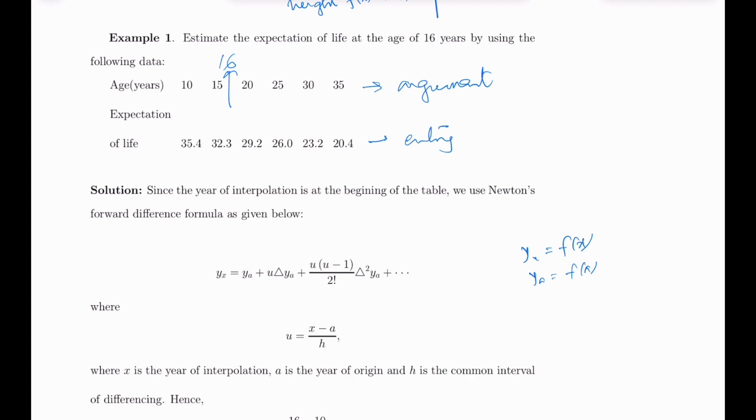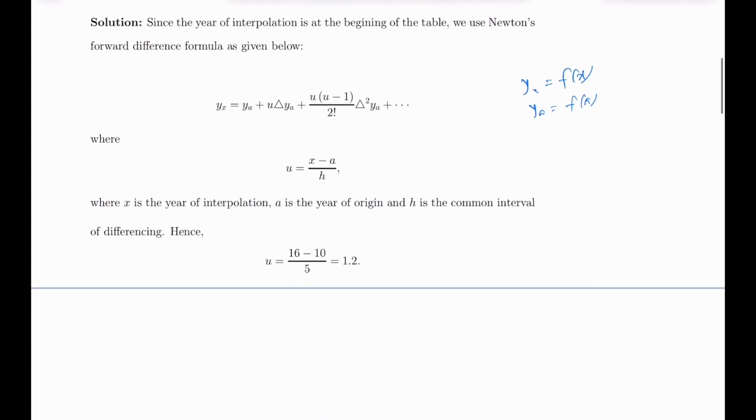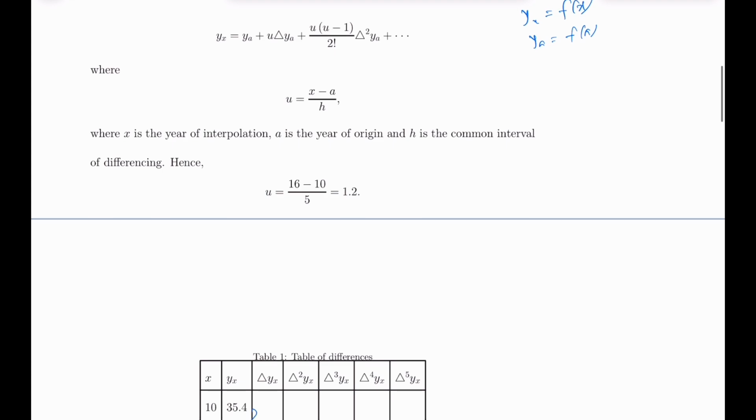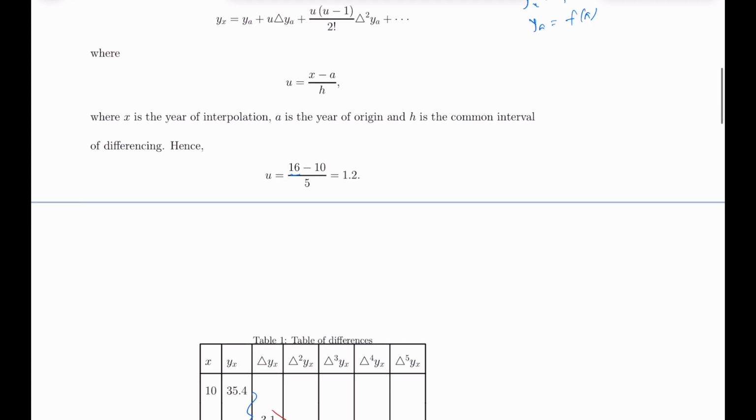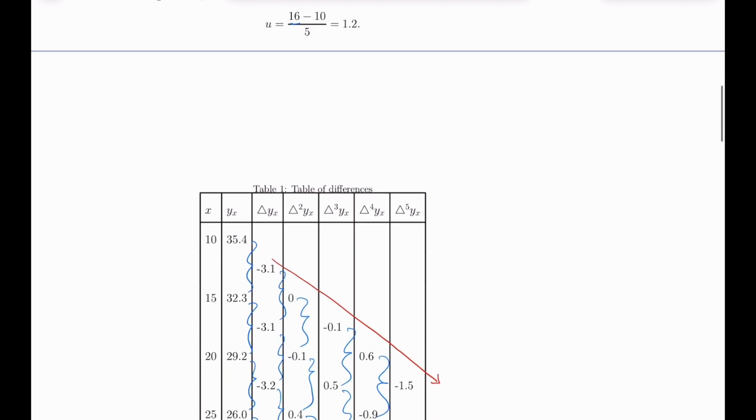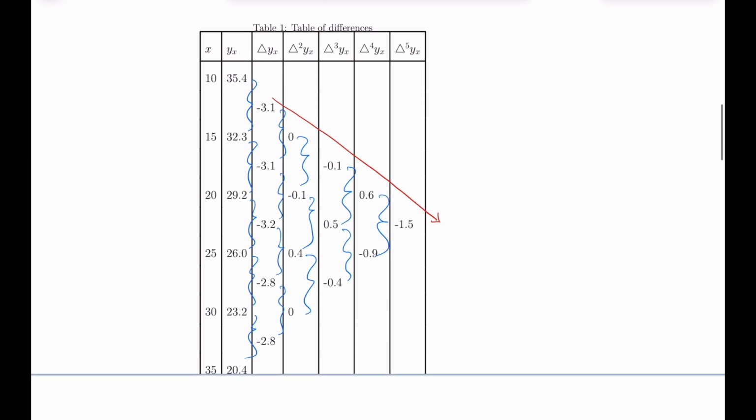This we have seen. So x is the year of interpolation, a is the year of origin, that is the initial argument, and h is the common interval of differencing. So we first find out the value of u. So x is 16, a is 10. The initial argument is 10, and x is given at an interval of 5. So this is (16 minus 10) upon 5. So this is 1.2.